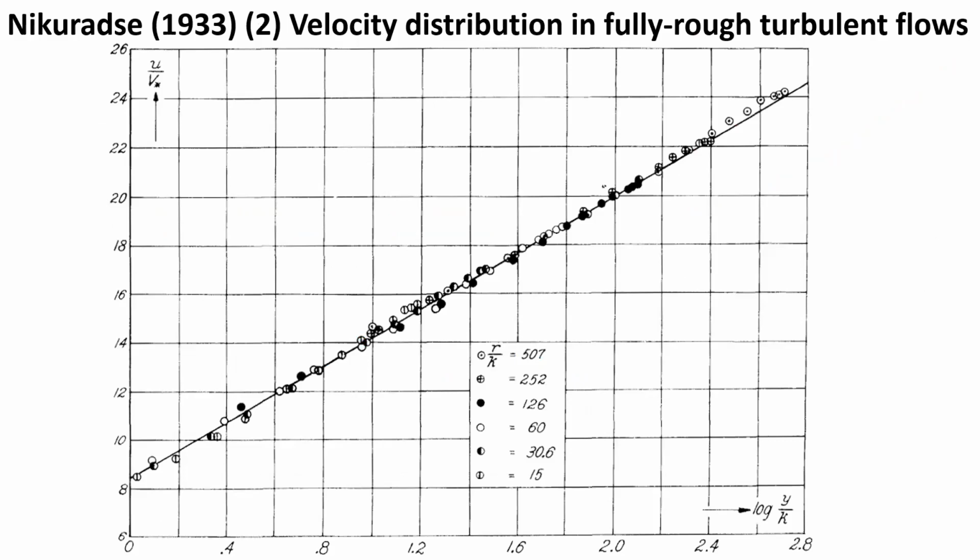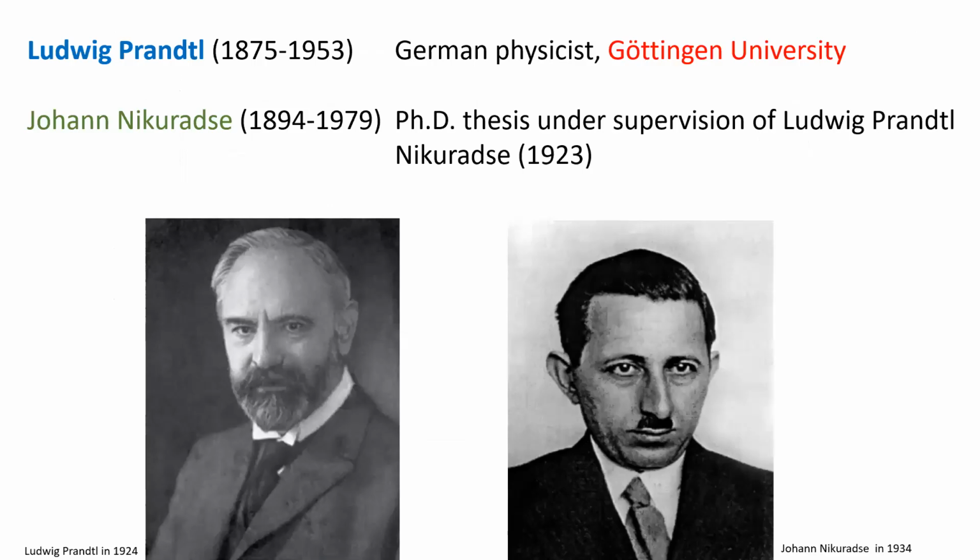Another part of the experimental dataset of Nikuradse on fully rough turbulent flow is the velocity distribution in pipes, which will be discussed in the second part, in the second movie. Let's acknowledge the contribution of German scientists on fully rough turbulent flow, in particular Ludwig Prandtl and his former PhD student, Nikuradse.